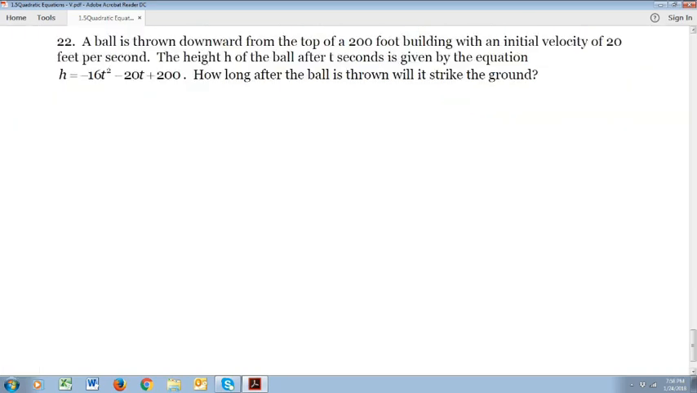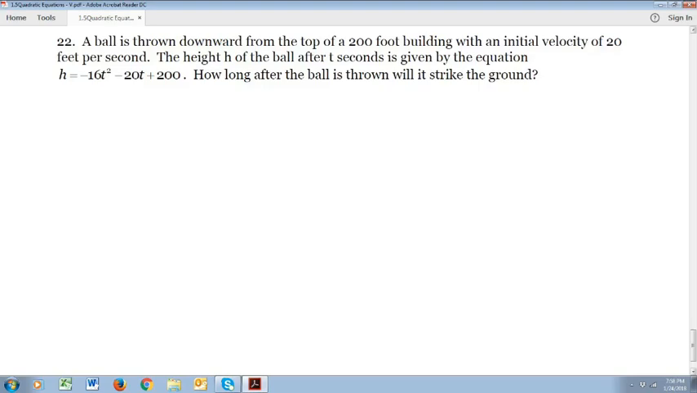It says a ball is thrown downward from the top of a 200-foot building with an initial velocity of 20 feet per second. The height h of the ball after t seconds is given by this equation here. How long after the ball is thrown will it strike the ground? So keep in mind, be careful here, the 200 foot and the velocity of 20 feet per second, that's already built into the equation. All we're concerned about is height and time.